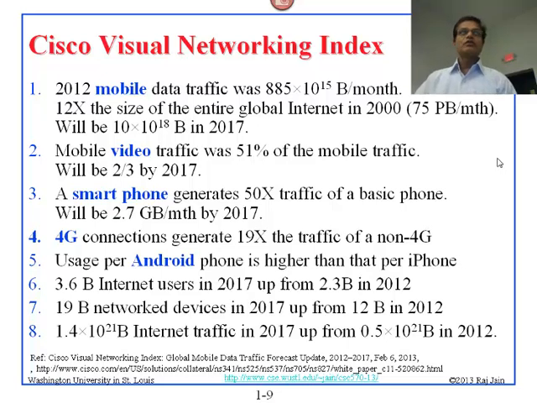4G connections generate, so the more you get, the more you use. 4G connections generate 19 times the traffic of a non-4G connection. So everything else, like 3G and 2G and whatnot, 4G generates more. And Android generates more than iPhone. Now, iPhone was the one that really started this whole thing, but now it has fallen behind. There are more Android phones, obviously, as you know. And per Android phone, there is more traffic. Per Android phone, not the total Android phone traffic. Because there are more applications, maybe.